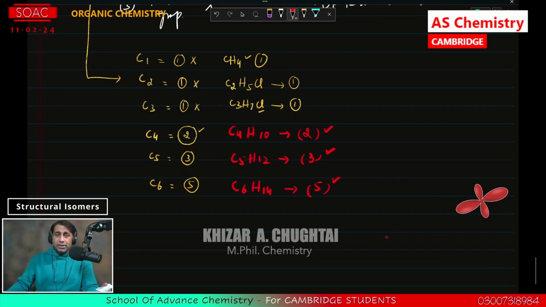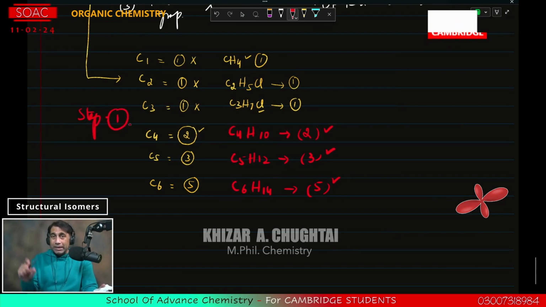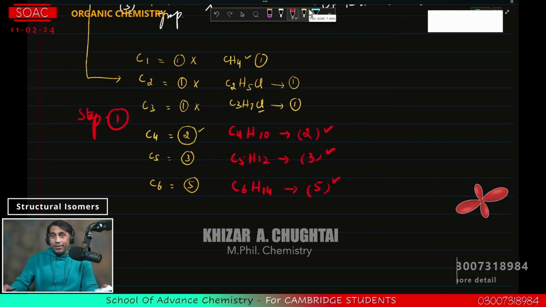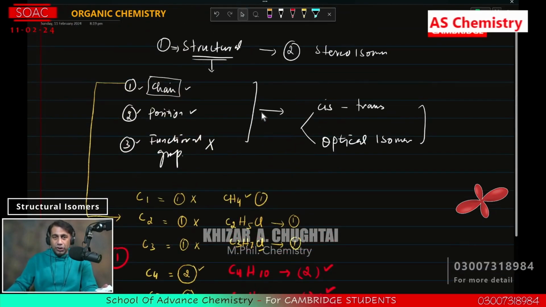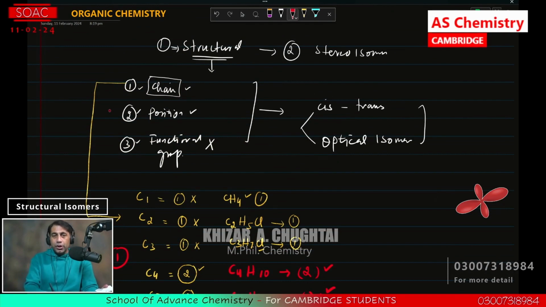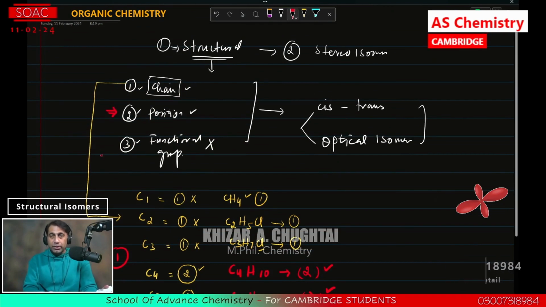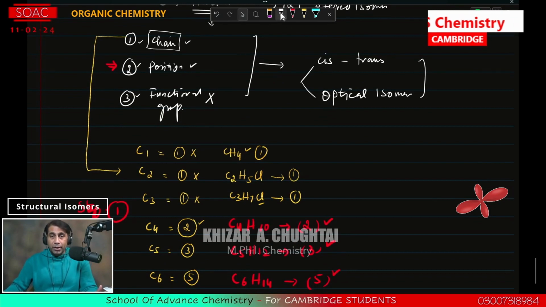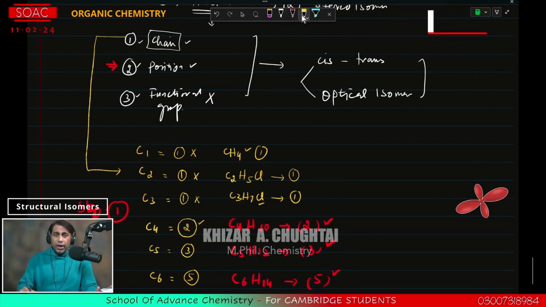So this is called step number 1. You will draw these chain isomers first. Then in the second stage, you will check the position isomers if there is any functional group present in the molecule. And if they are asking to draw the functional group isomer, then you will draw it. Where you can draw the functional group isomers, you can draw it.